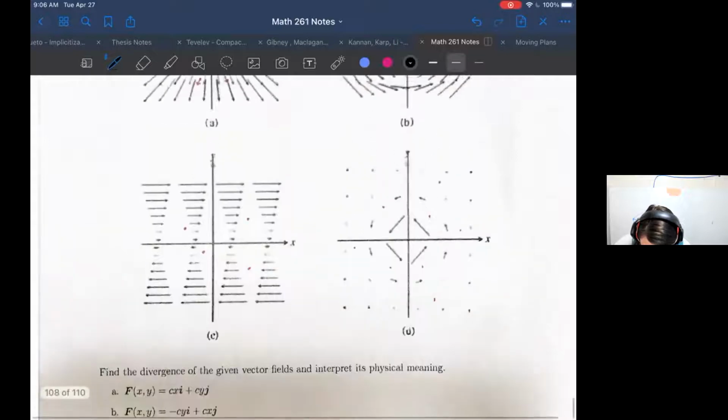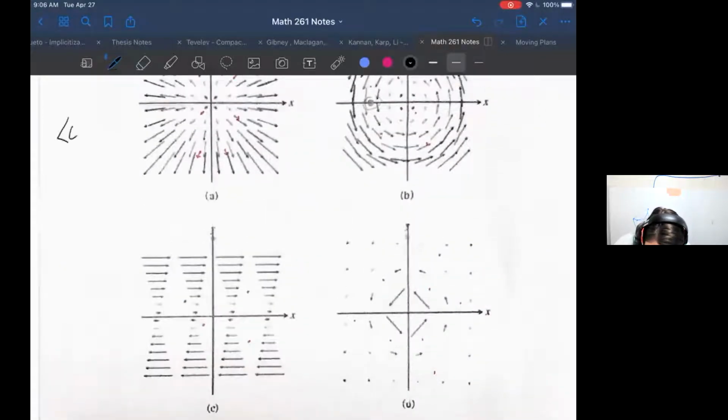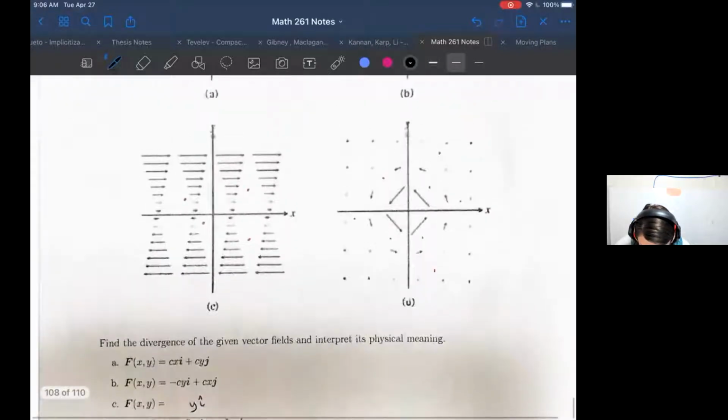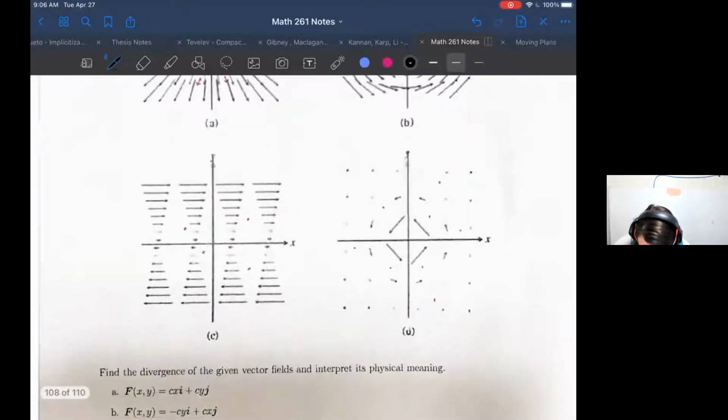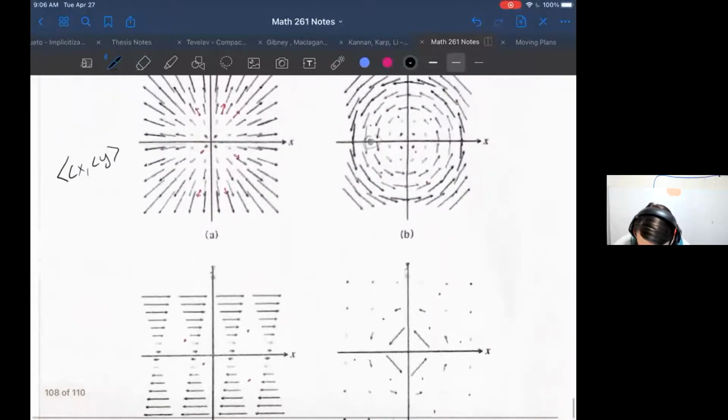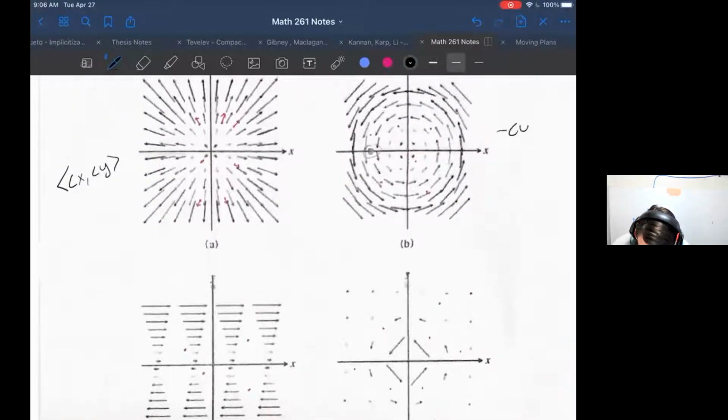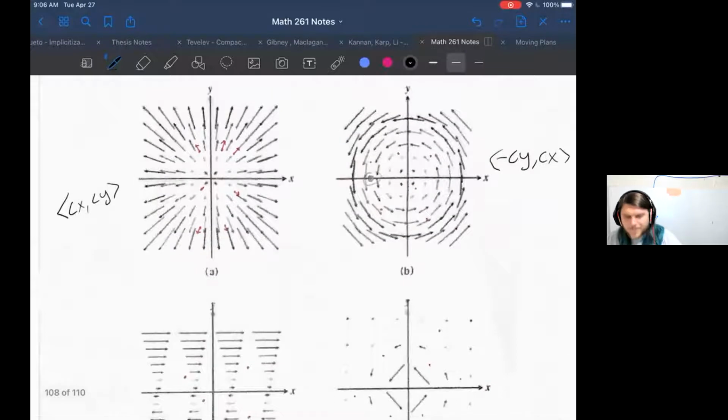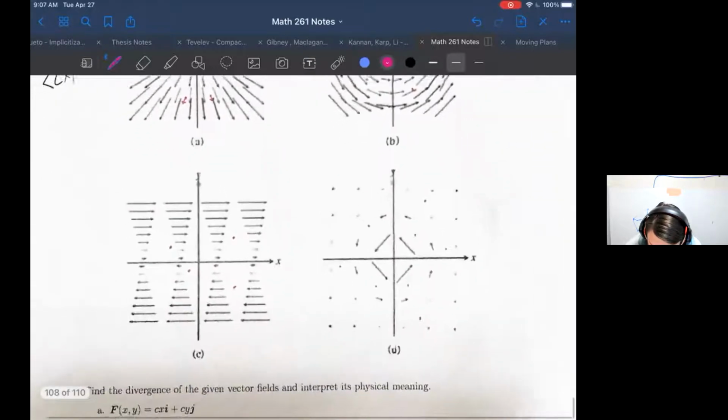A is the vector field cx, cy. B is the vector field negative cy, cx, and then we can see the last two when we scroll down. Okay. So let's look at these first two vector fields here. What we first want to look at is the divergence of the vector field.